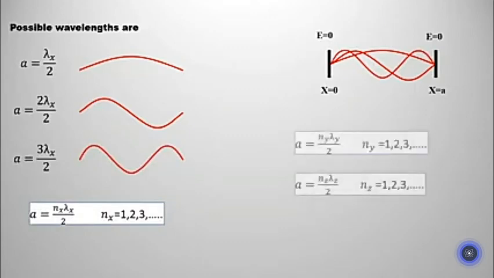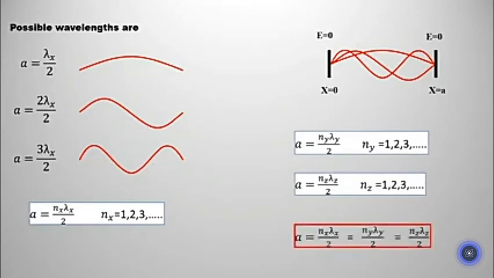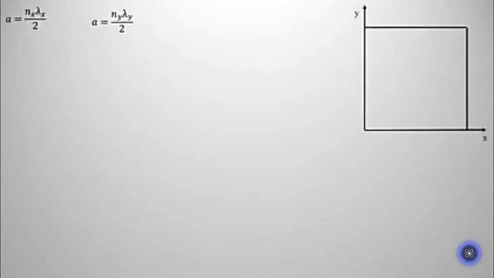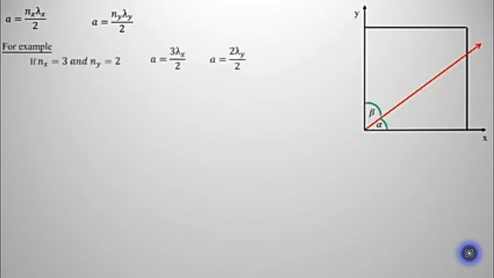In the same way, the length of the wave corresponding to the y and z directions will be ny lambda y by 2 and nz lambda z by 2. Here nx, ny and nz represent the possible number of modes in all three directions. These are those waves which are in the x, y, z directions. There will be some more waves in arbitrary directions. Let alpha, beta and gamma be the angles that the wave makes with the x, y and z axes respectively.